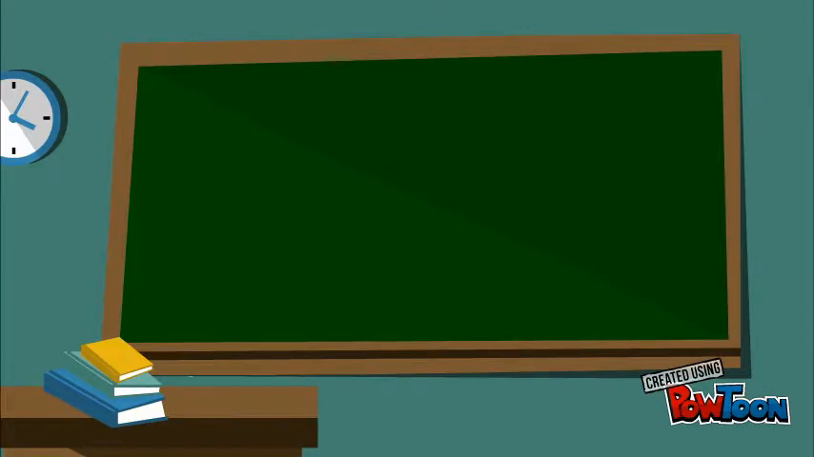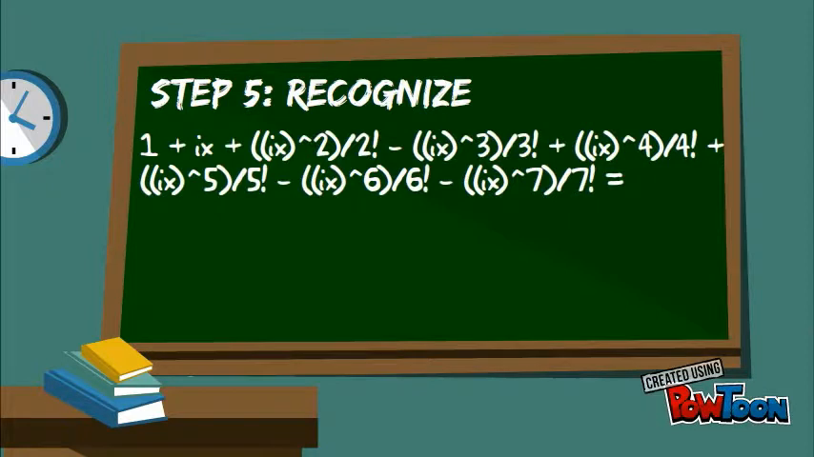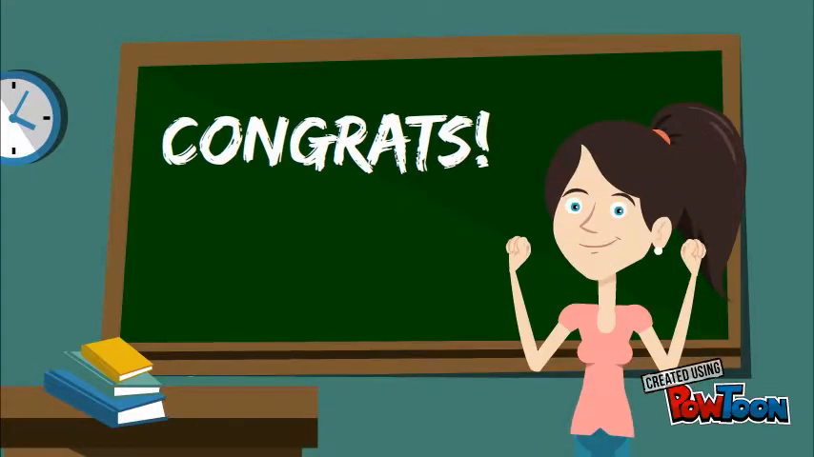The final step in our proof is to simply recognize that our equation now looks very similar to the Taylor representation of e to the power of x. The only difference is that x is instead i times x. Congrats! You now know a simple proof to Euler's formula, and you can use this to derive many things.